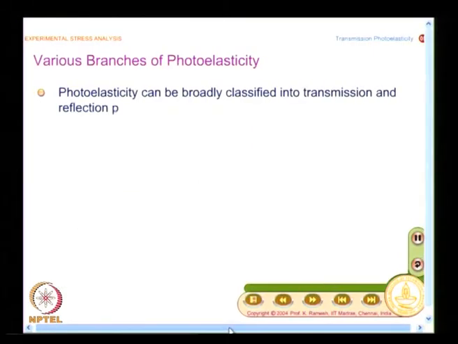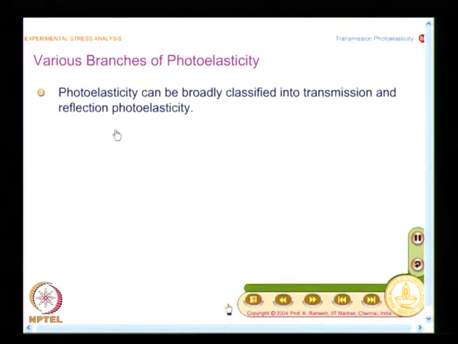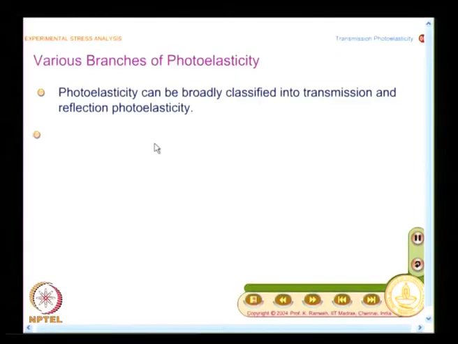And before we get into the details, let us have a brief look at what are the various branches of photoelasticity. Photoelasticity can be broadly classified into transmission and reflection photoelasticity. This we have seen, and we will also see some of the other classifications within it. And in any technique, you need to know at least briefly what was the history of development, who has contributed what, and also some timeline, and all that we will look at now.